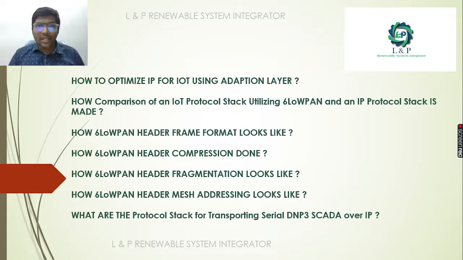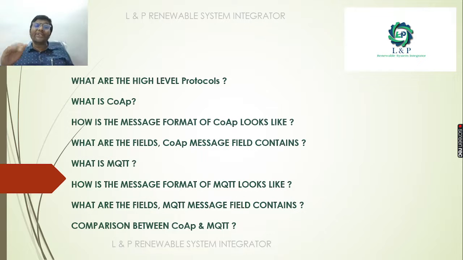What are the things that we are going to discuss today? How to optimize IP for IoT using the adaptation layer, and we are making a comparison between the IoT protocol stack utilizing 6LoWPAN and the IP protocol stack. We will discuss the 6LoWPAN header frame format, how compression is done, how we can do fragmentation for this header, and how the mesh addressing header looks. Then, what are the protocol stacks for transporting serial DNP3 SCADA over IP, and what are the different high level protocols. What is CoAP, what does the message format of CoAP look like and what fields does it contain, what is MQTT, what does the MQTT message format look like and what fields does it contain, and we are going to make a comparison between CoAP and MQTT.